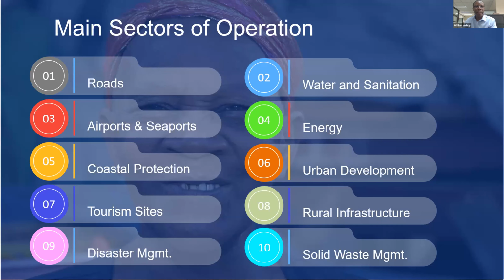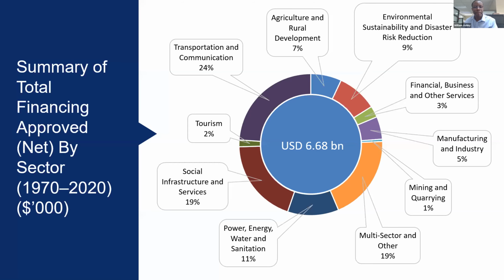So the main sectors of our operation, as Doug mentioned, are a lot in transport: roads, airports, seaports, and so on. Energy now sits fully within EID. So you'll hear from Christopher in a moment, and Chris is also now within EID. They look after renewable energy and energy efficiency, water and sanitation, and so on, as I said.